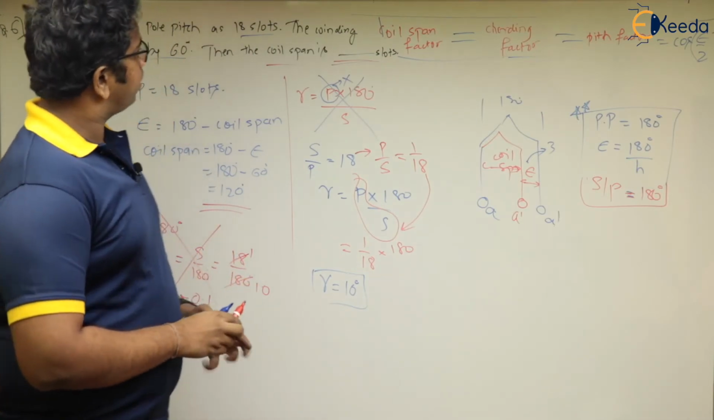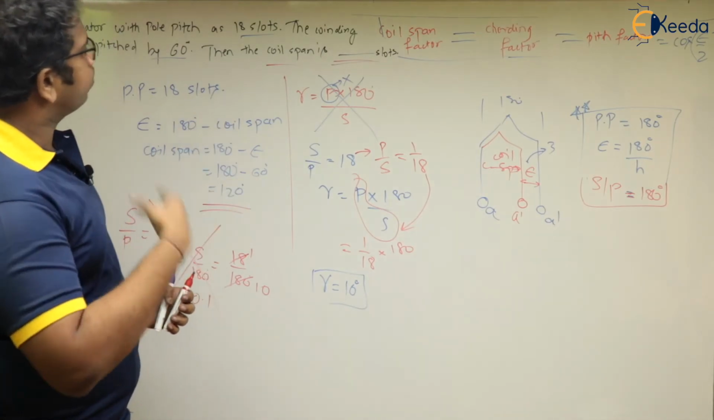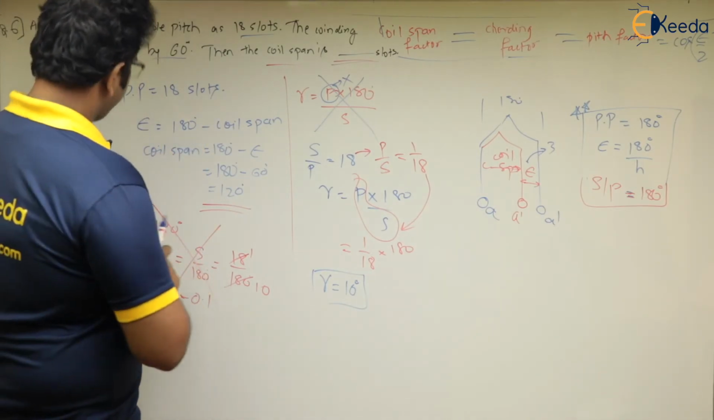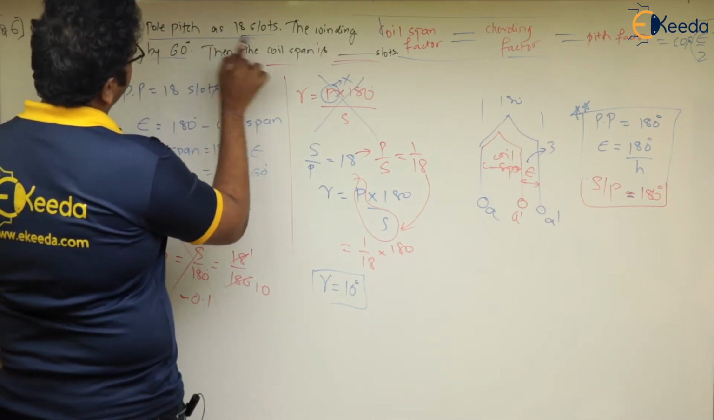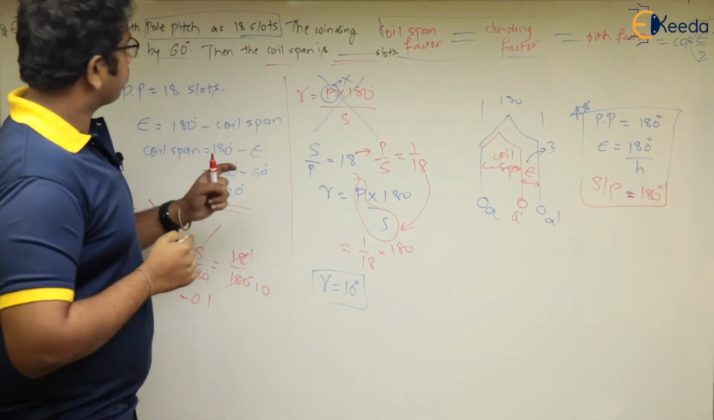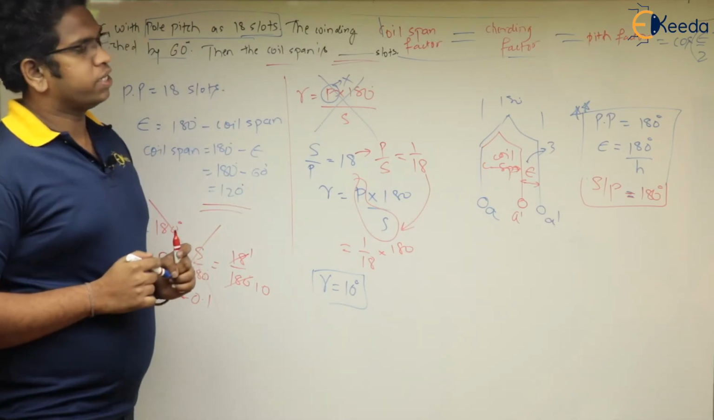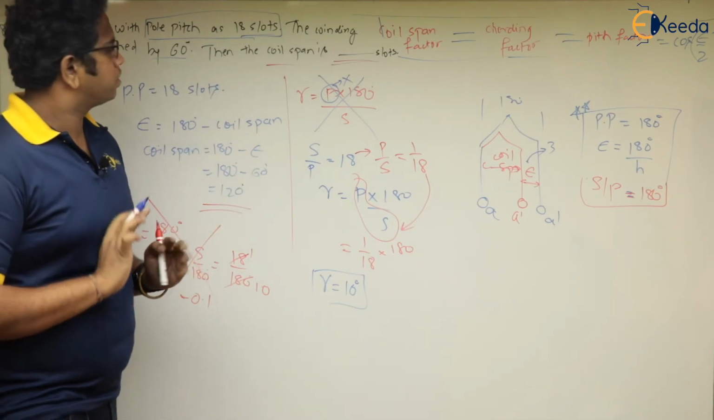Now you may feel that sir, no, we didn't understand anything. Okay, it's okay. Chill. You may also think of it another way. I know many of the students will have a doubt here. Sir, pole pitch is 18 slots, we don't understand, because once you said that it is 180, now you are saying it is in slots. See here, very simple.